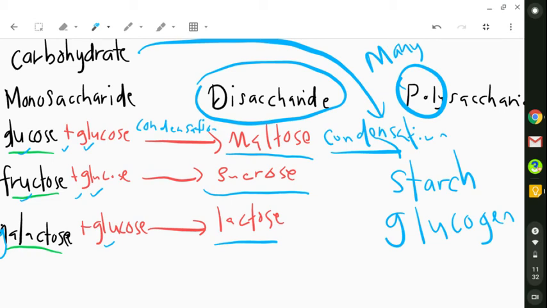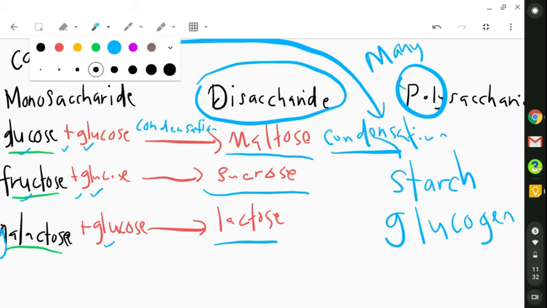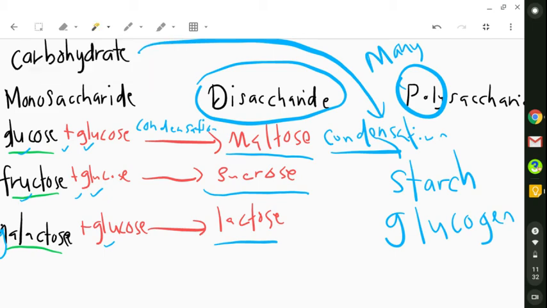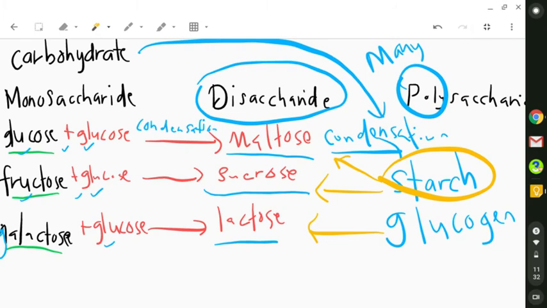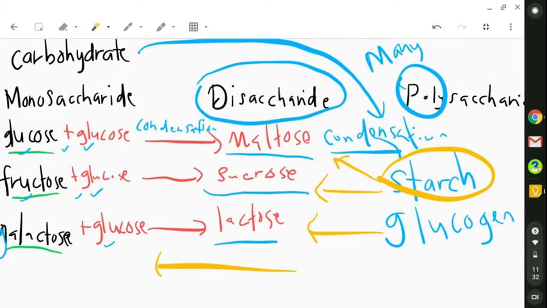So in digestion, it is a backward process. We want to break down. So that is why we need to understand that from starch, we break down to maltose, sucrose, lactose. And then we need to break down again until it forms a monosaccharide, the simplest form. This is what I want you to understand.